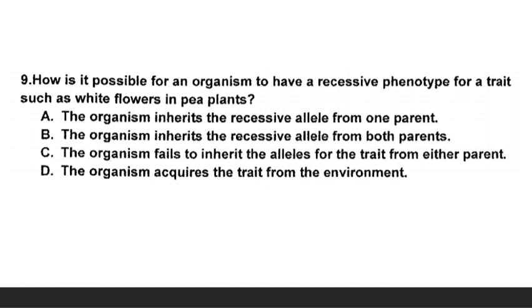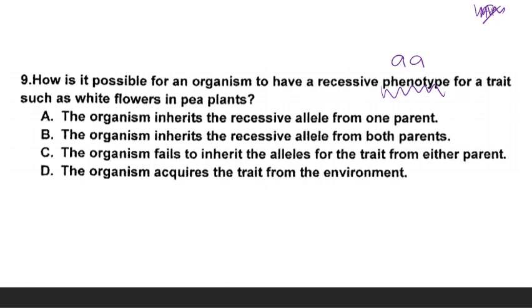All right, so number 9 says, how is it possible for an organism to have a recessive phenotype for a trait such as white flower in pea plants? So in order to express a recessive phenotype, we have to have a homozygous recessive genotype, because even if we had one dominant allele, that dominant allele would completely mask the recessive phenotype. So we know it can't even be heterozygous, it has to be homozygous recessive, right?